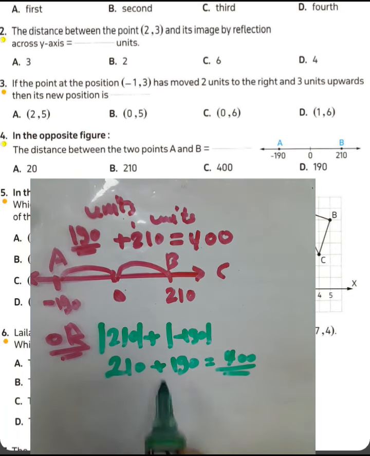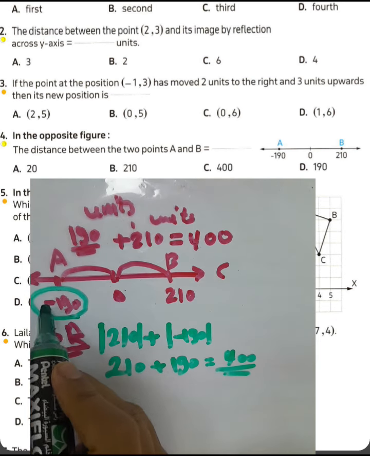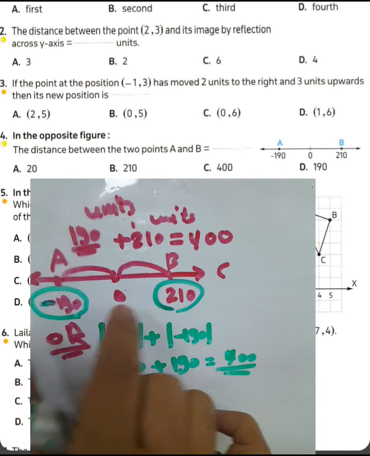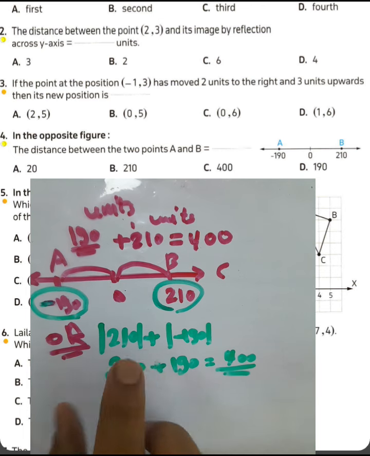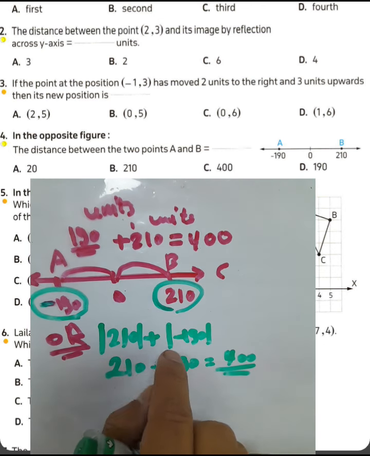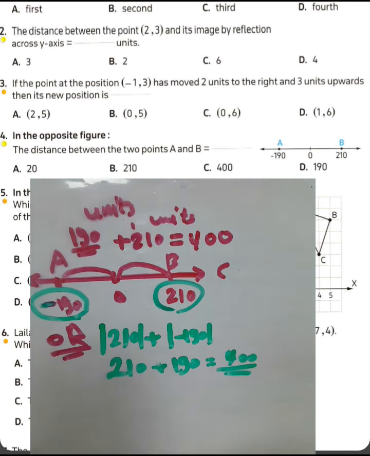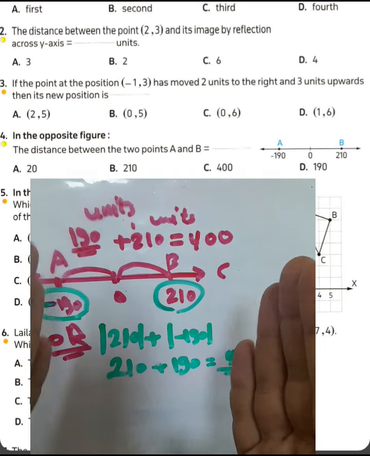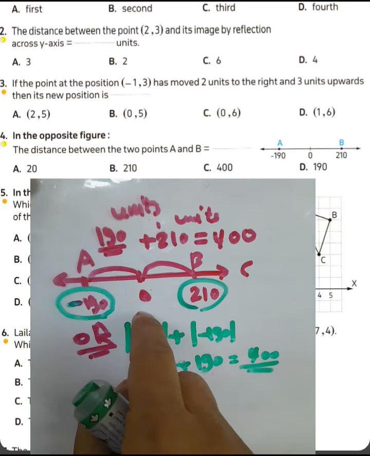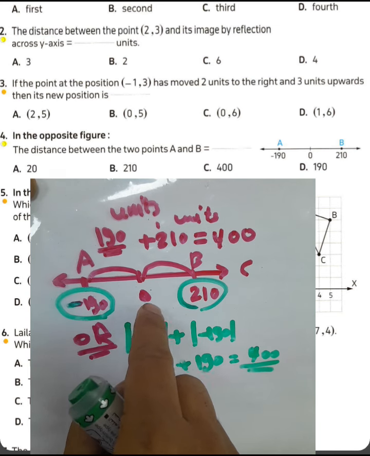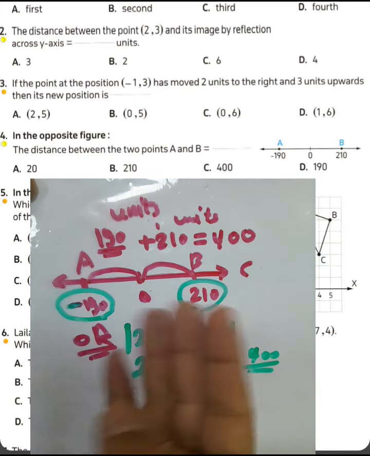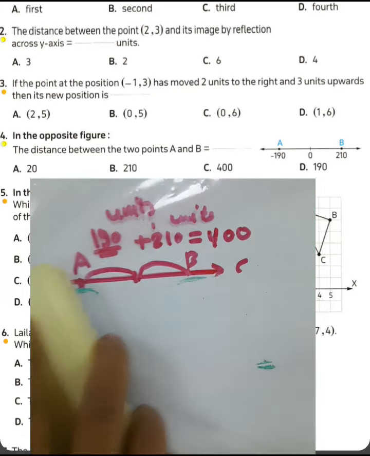Understood? Why positive? Because -190 and 210 are different in sign. We have positive and negative, then we must write plus. If we have negative and negative or positive and positive, you must write subtract between the two results. But the two points A and B lie on different sides of the origin point 0. 210 is to the right and -190 to the left. You must write the absolute value of the first and the absolute value of the second and add them.